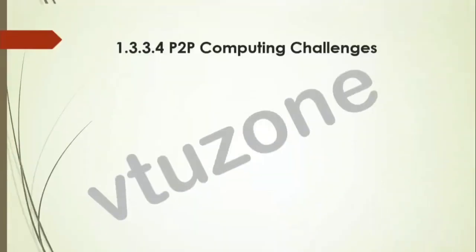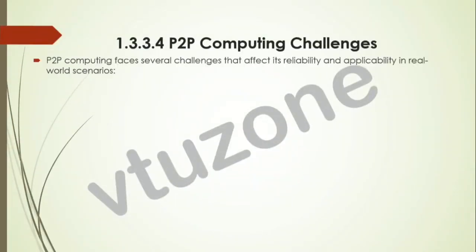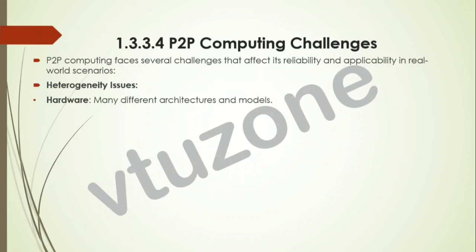Then moving to the next subtopic, that is peer-to-peer computing challenges. See, peer-to-peer systems face some problems that make them hard to use in the real world. First is heterogeneity issues in hardware. Different computers are a part of the network, which can cause problems when they try to work together.